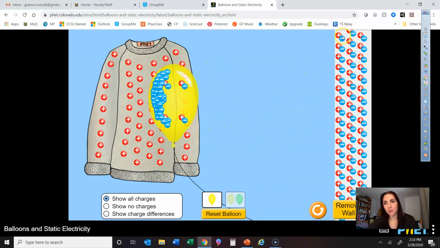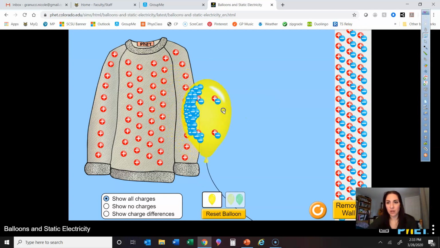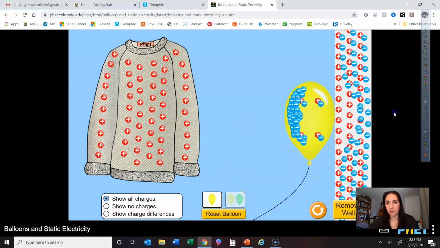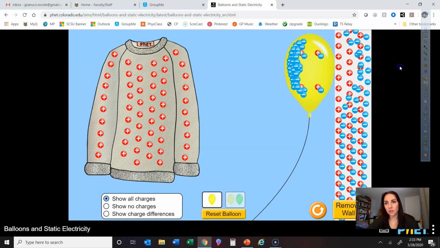But look at the wall. The wall has an equal number of positive and negative charges. So if I bring this close to the wall, watch what happens to the electrons. Oh, see how they get pushed away? Pretty interesting, right?